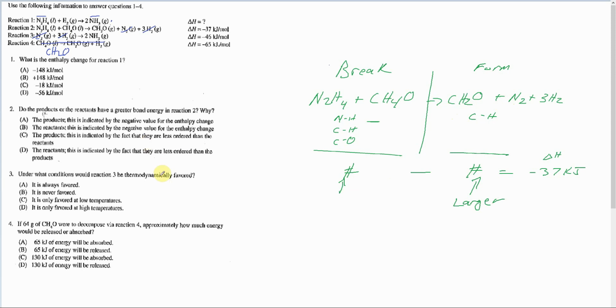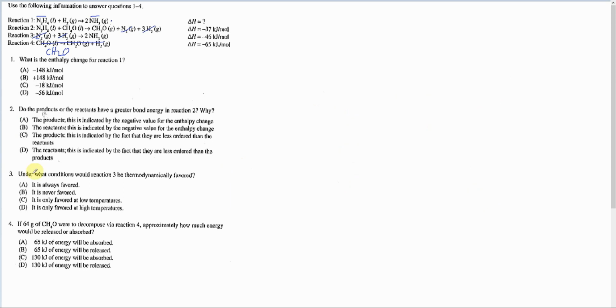Now, when you're looking through the answers, we know the products are higher in energy, so it's either got to be A or C. It definitely is not C because that is talking about entropy, not enthalpy. So the answer is A.